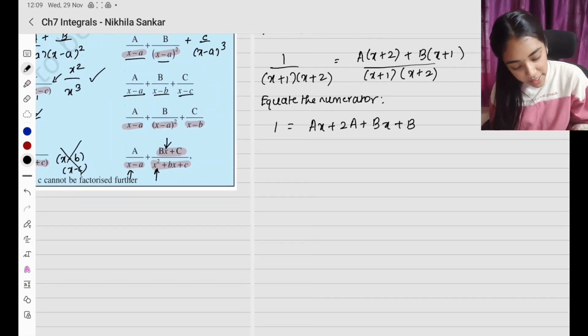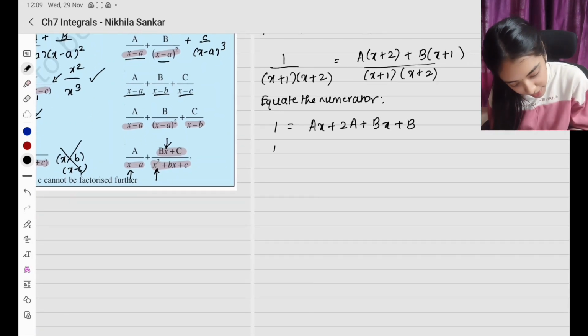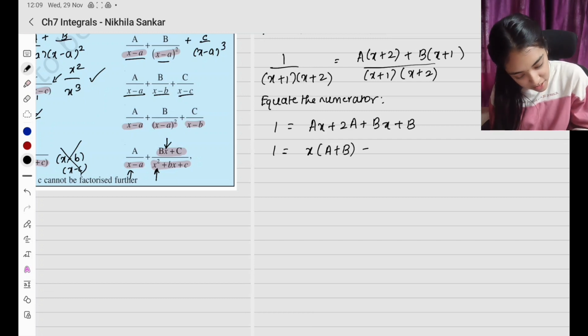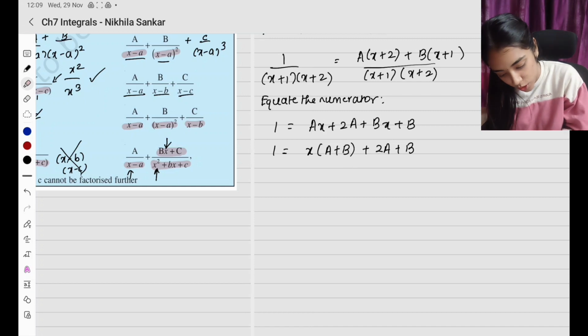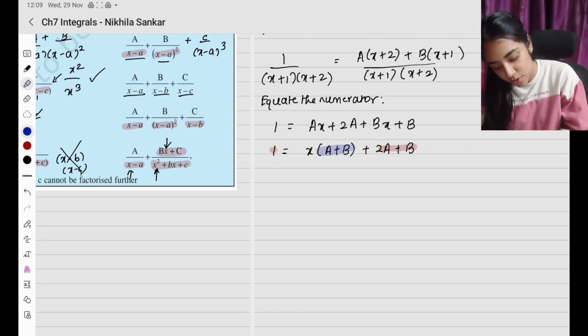I am going to club the x terms and the constants separately. So, 1 equals x into a plus b. This is my x term. Plus the constant, which is 2a plus b. So, now what do I see? The constant 2a plus b can be equated to 1. But I see that there is no x coefficient on the left, so it is going to be 0.